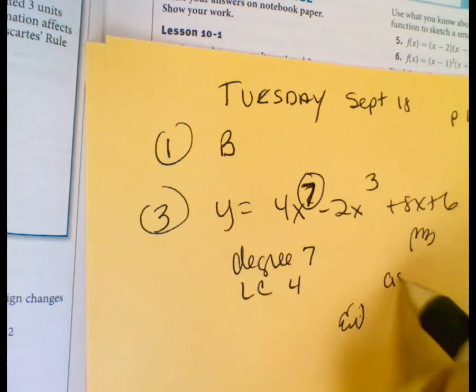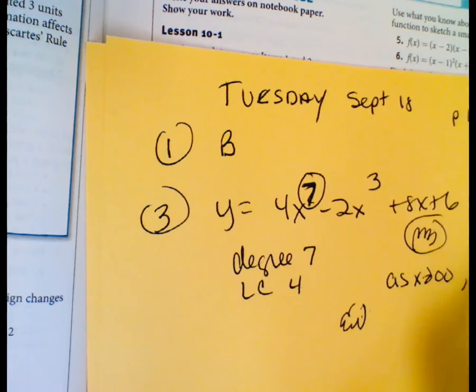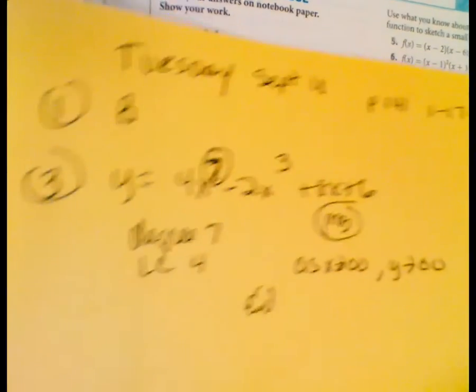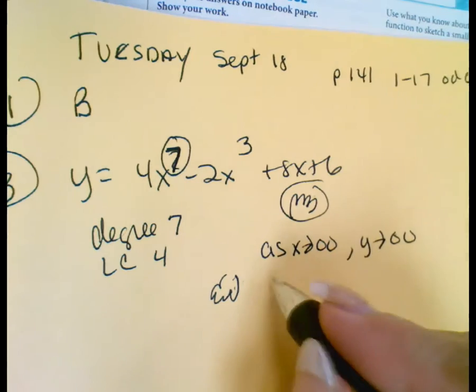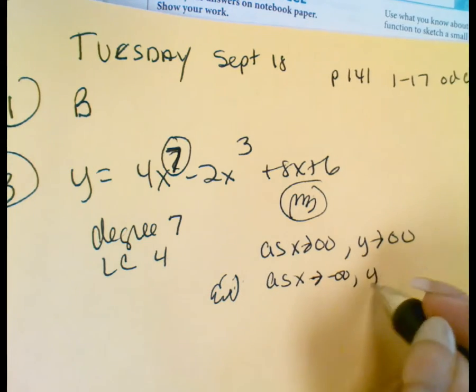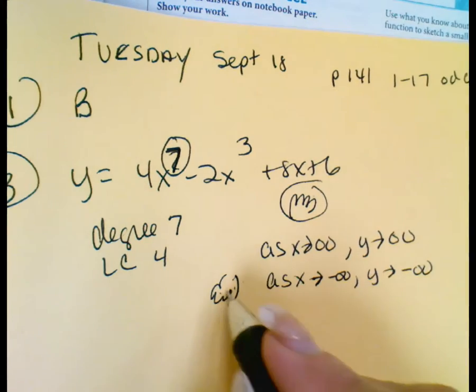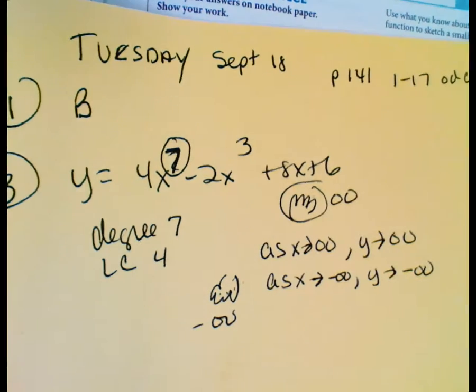So you would say as x goes to the right, you're describing this one, y goes up. So now to describe the left side one, as x goes to the left, the y goes to negative infinity. That's this one. This is negative infinity. This one's positive infinity. Ends.